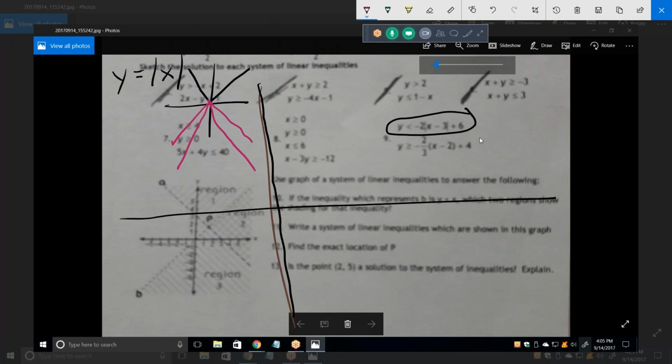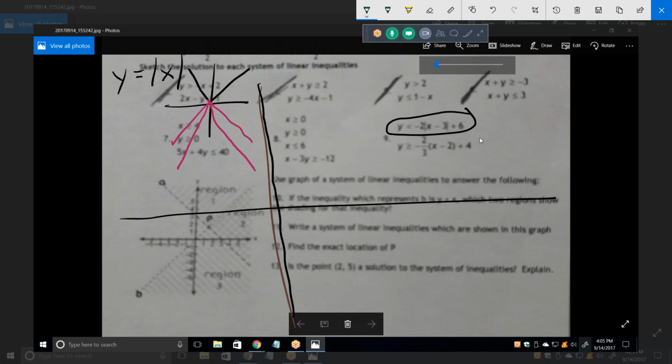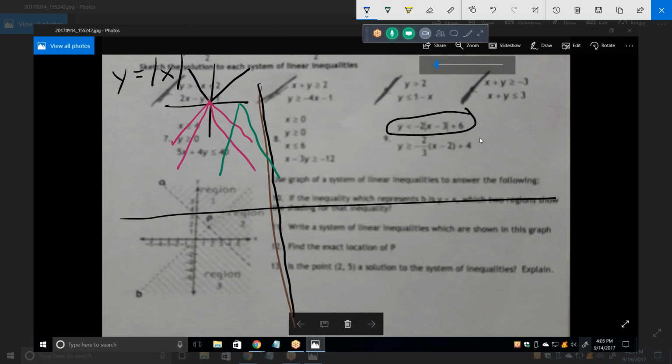The 3 means that it moves 3 units to the right. And now it looks like that. And the plus 6 means that it moves 6 units up. And I always use my vertex here as the point that I'm moving around. Okay? Now, which side of that are we on?